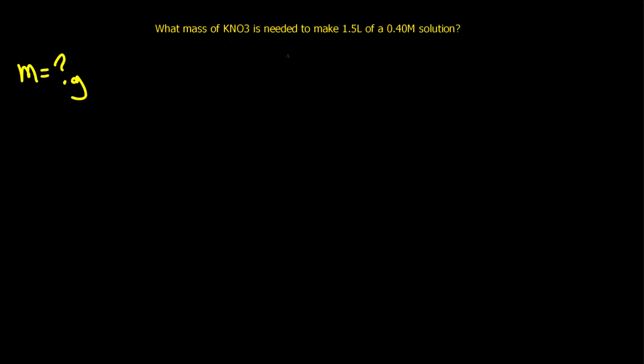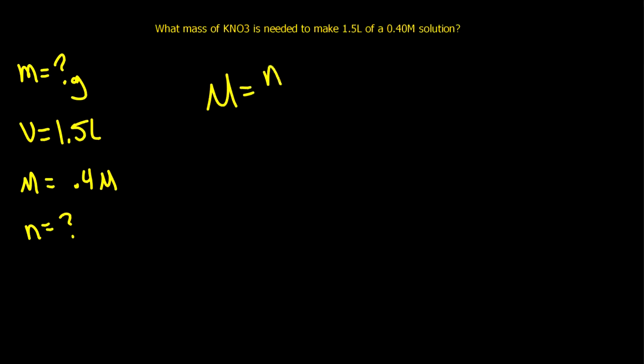So what mass is needed to make 1.5 liters of a 0.4 molar solution? So I have a volume of 1.5 liters and a concentration or molarity of 0.4 molar. Alright, my molarity is in molarity, that's good. My volume is in liters, that's good. I need to find moles in order to find grams. So molarity equals moles over volume. My molarity is 0.4. Moles is X. Volume is 1.5.